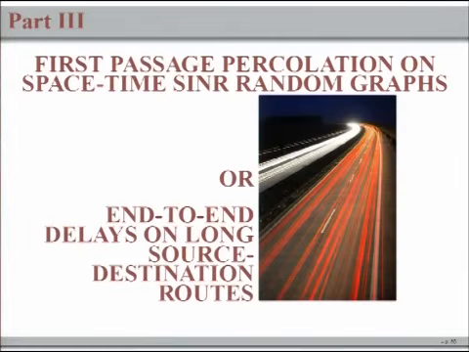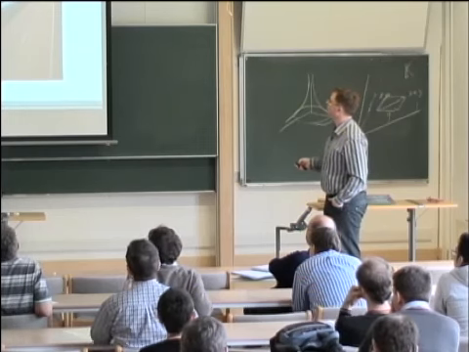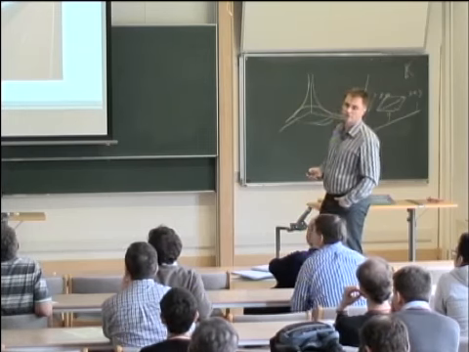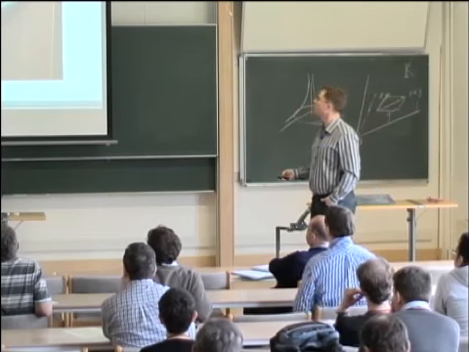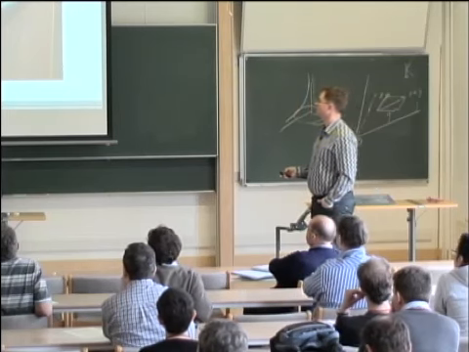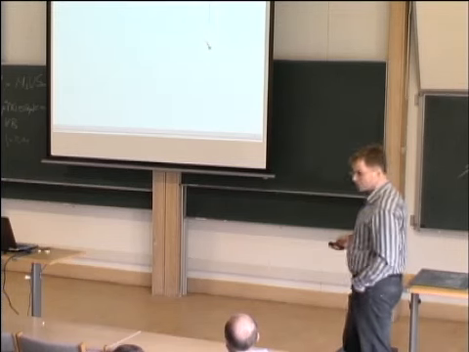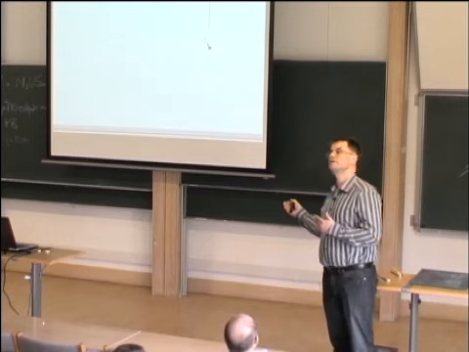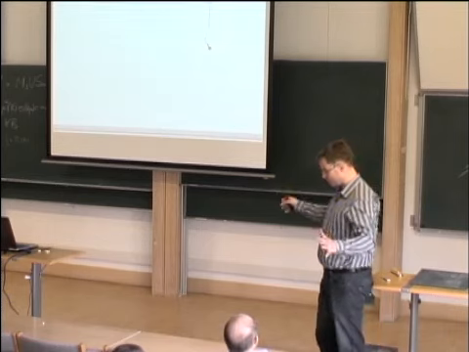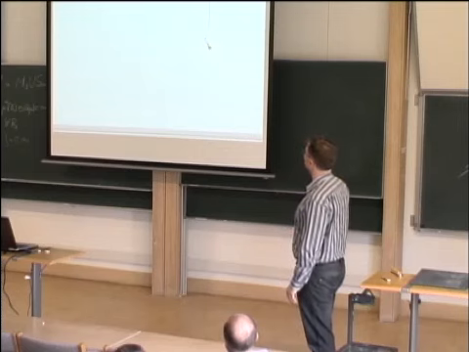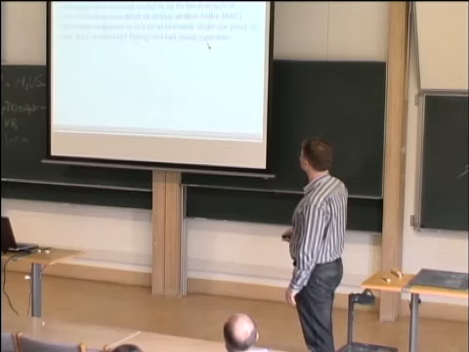Okay, I have to skip this. I have 5 minutes for part 3 of my talk, which I promised you, but these things are related. Something on the first passage percolation model, or end-to-end delays on long source-destination routes. So it's for the first time now that we are interested in multi-hop routing. So there is this network that I have considered before.